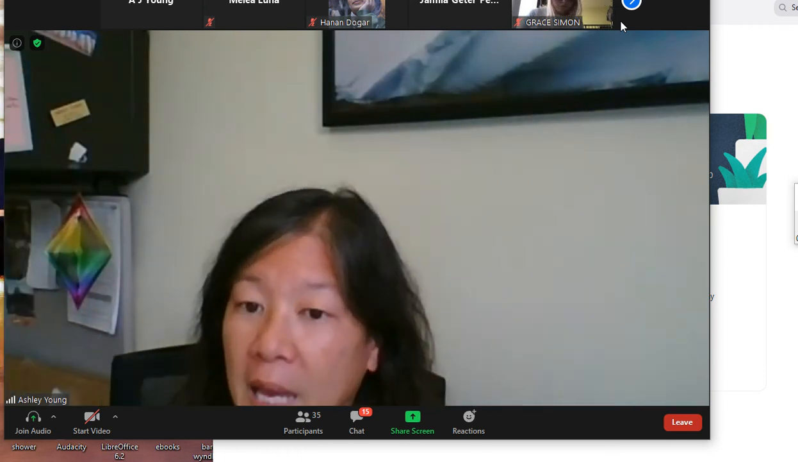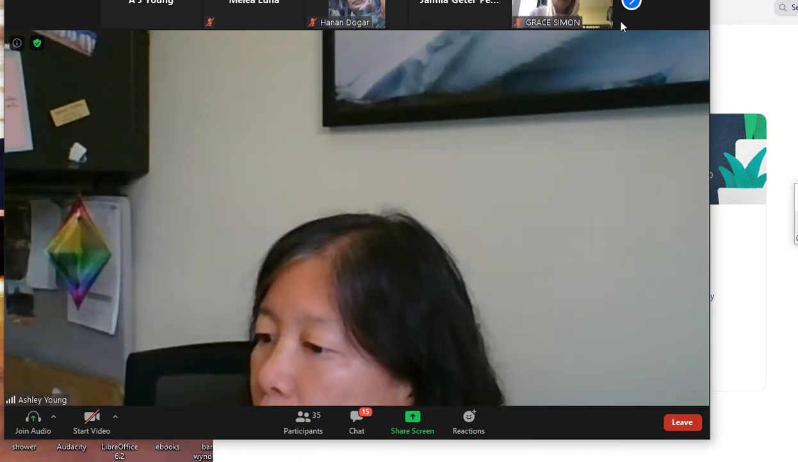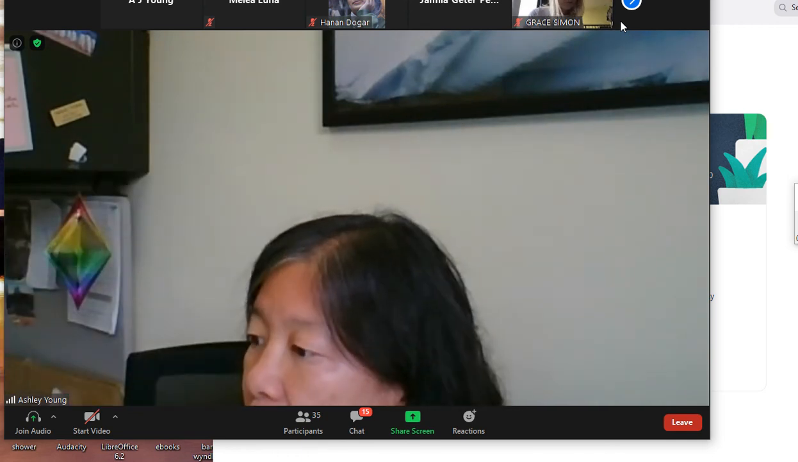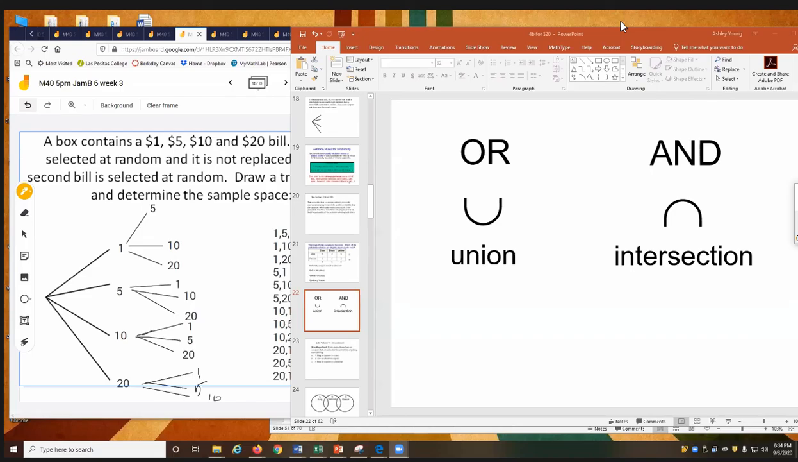The and, I like to think of it like, no, I can't stand up on my chair, that's not going to work. But I like to think of it as a bow-legged cowboy. So here's the bow-legged cowboy. He's got one leg in A, one leg in B. He is in both. So that's how I remember the and. He has one leg in one, one leg in the other. He is in both groups. That's the and, the intersection. You have to be in both.